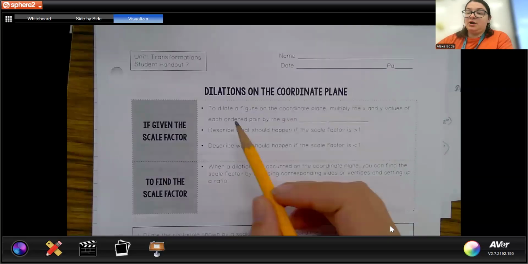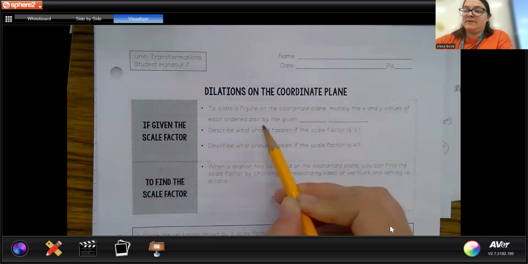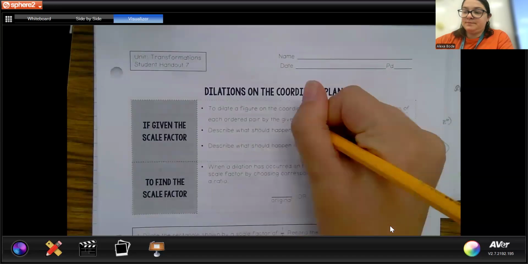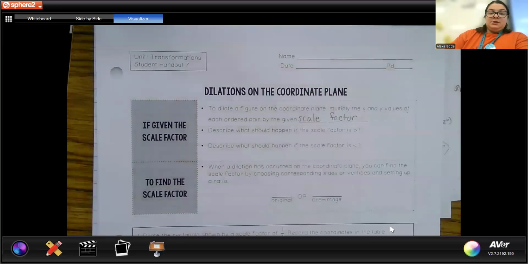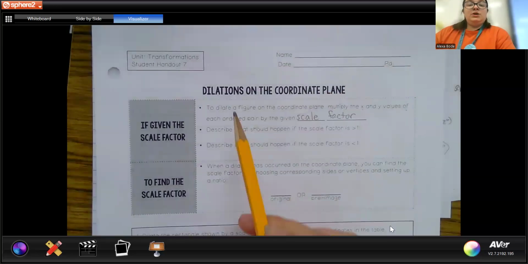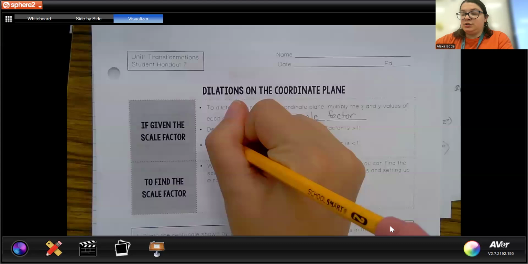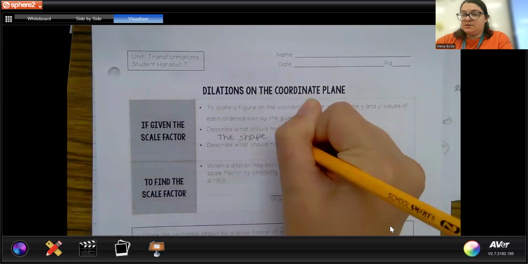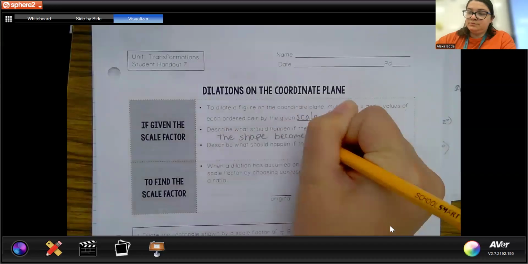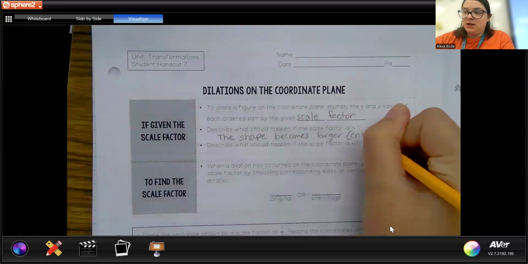So to dilate a figure on the coordinate plane, multiply the x and y values of each ordered pair by the given scale factor. So when you multiply by a scale factor that is greater than 1, the shape becomes larger. The other term for that is just enlarges. It enlarges.